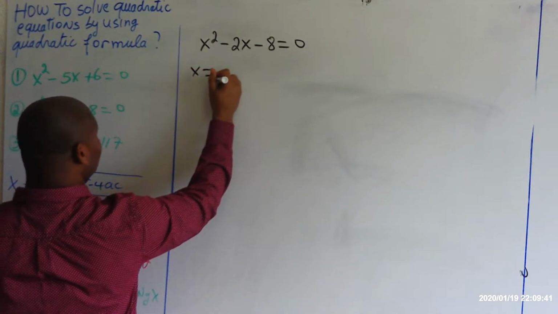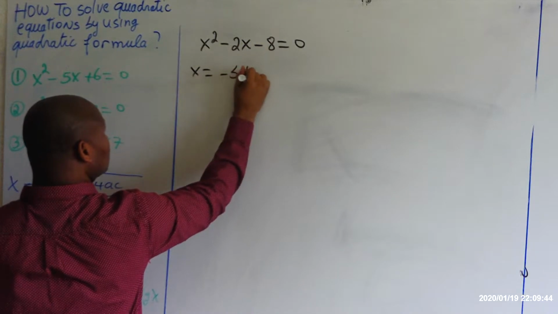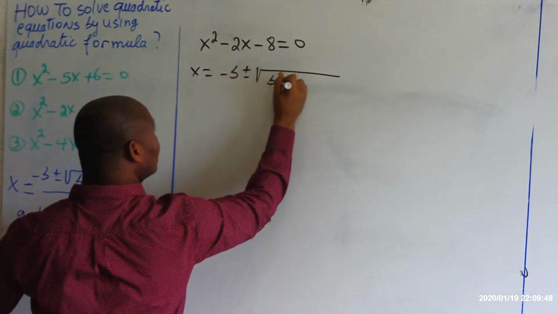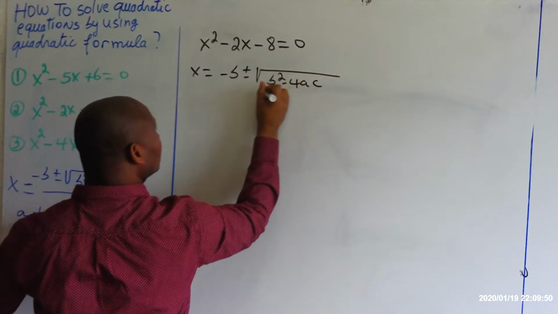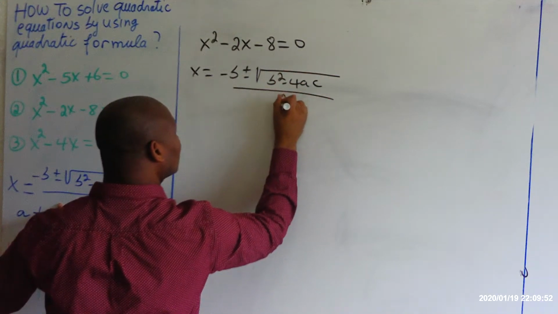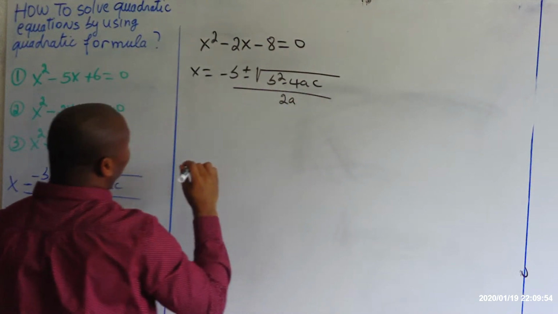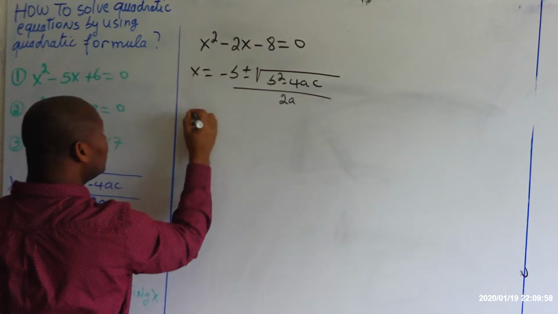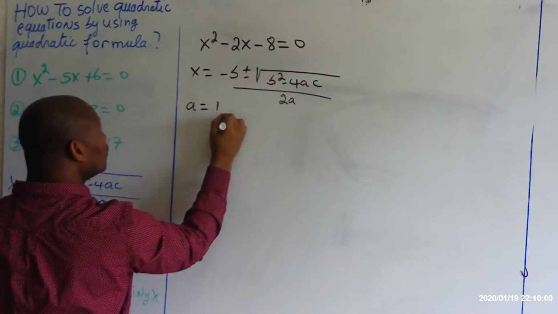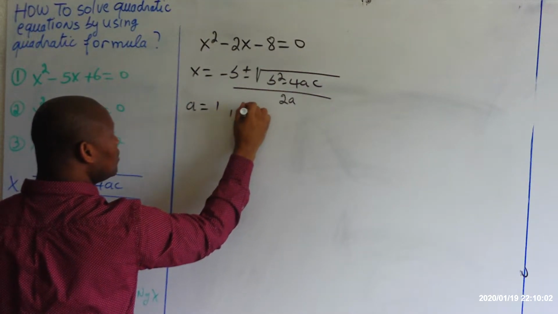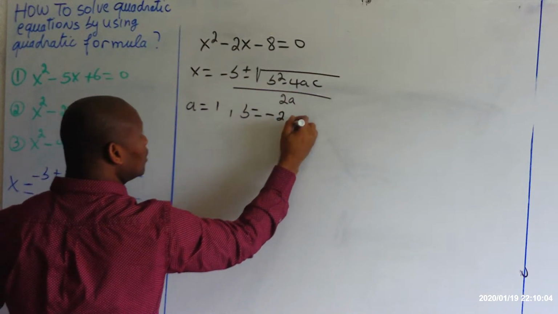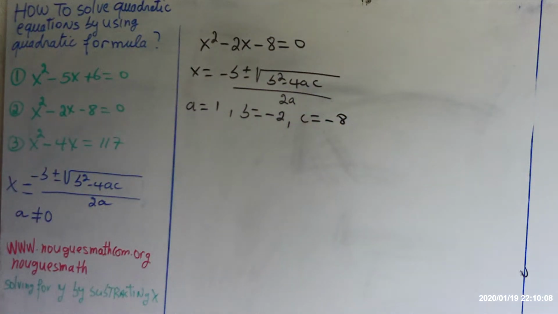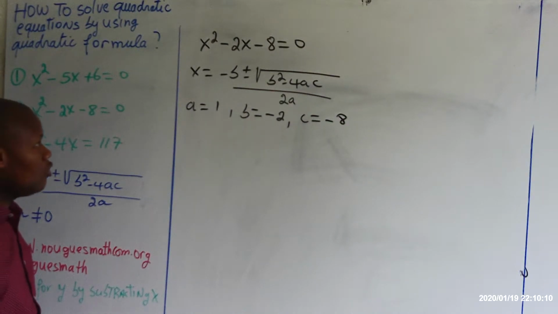X equals minus b plus or minus the square root of b squared minus 4ac over 2a. Okay, so let's identify the terms we have. We have a equal 1, b equal negative 2, c equal negative 8. Okay, so we finished identifying all the terms.